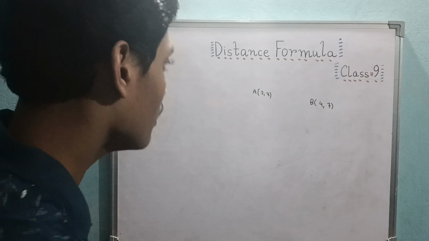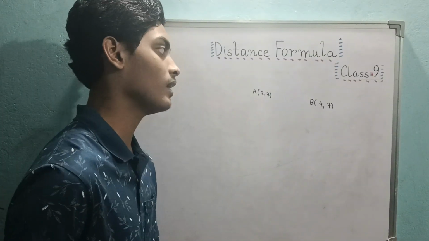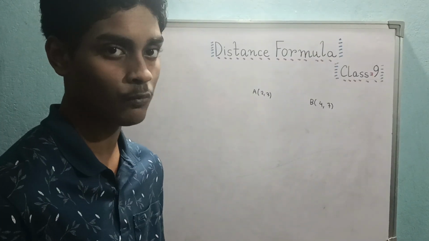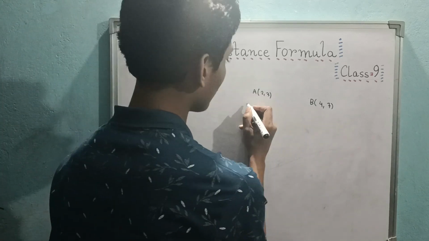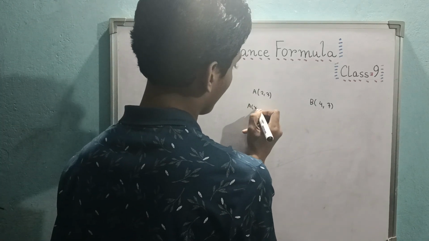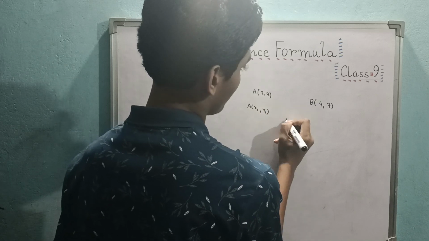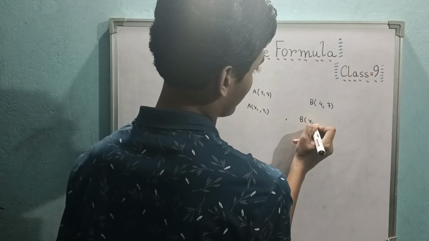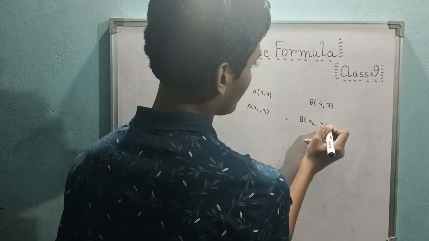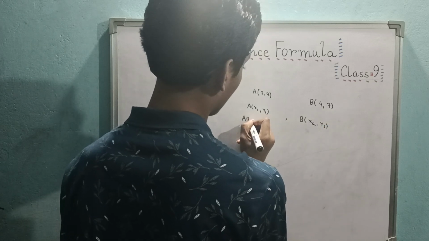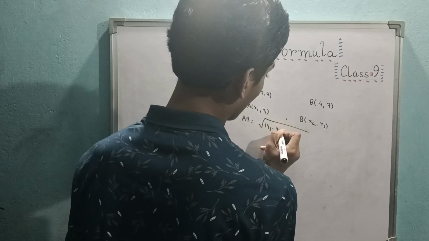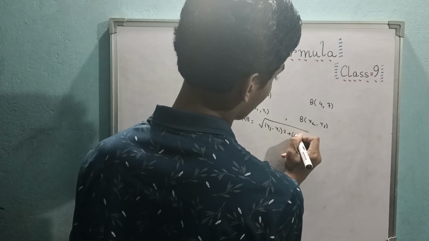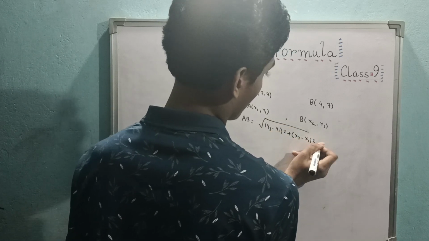So we will now see. Suppose these are 2 points A and B. A is 2 comma 3, B is 4 comma 7. Then the distance formula says these 2 points A and B can be like this: A is x1 comma y1 and B is suppose x2 comma y2. The distance AB is equal to root of y2 minus y1 whole square plus x2 minus x1 whole square. Okay.